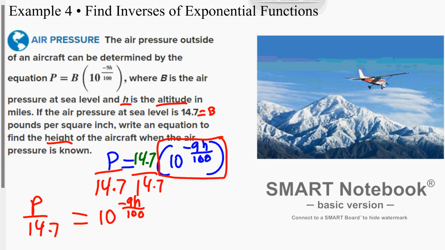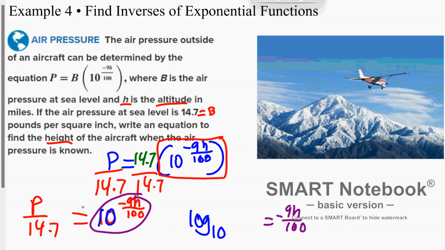So now how do I get to the exponent, right? Well, one way to solve exponentials is to rewrite them as logs, right? So my base is 10, that's going to stay my base. So log base 10, and then whatever's on the same side is no longer on the same side, correct? So this would equal negative 9h over 100, and then the P over 14.7 is going to be what I'm taking the log of.